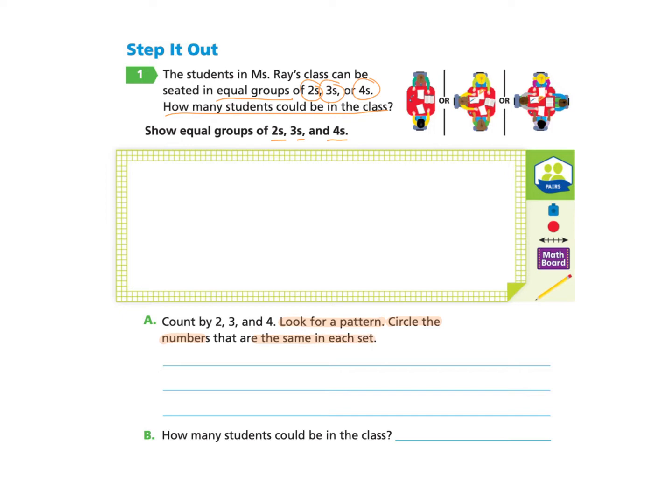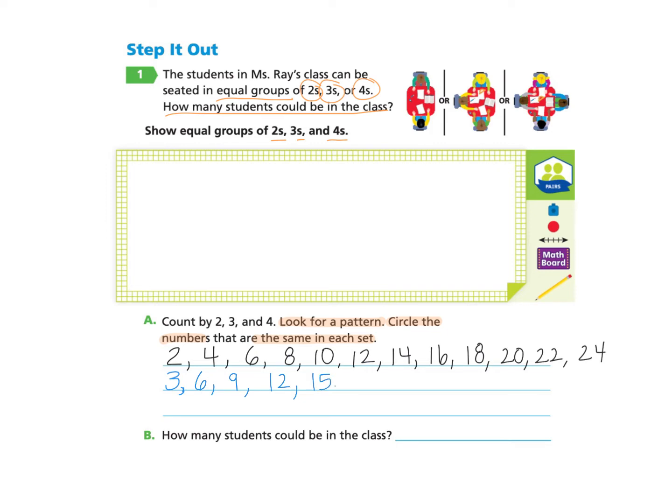Okay, so we're going to start by counting by 2s. And if you would like to pause and do this on your own, you're welcome to do that and come back. We'll do 2, 4, 6, 8, 10, 12, 14, 16, 18, 20, 22, 24. Let's now count by 3s. And again, if you'd like to pause, you can do this on your own. 3, 6, 9, 12, 15, 18, 21, 24, and we'll stop there.